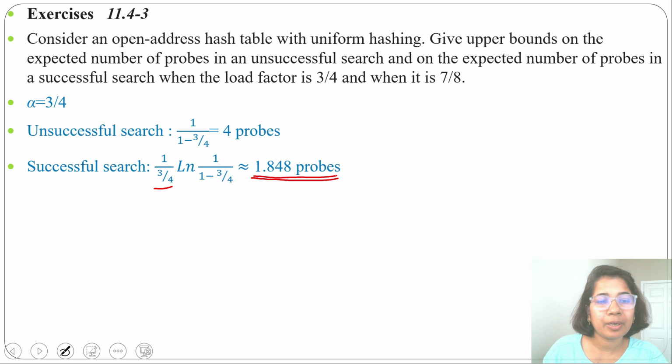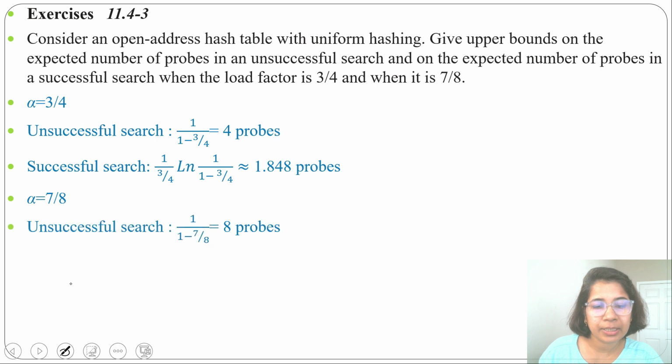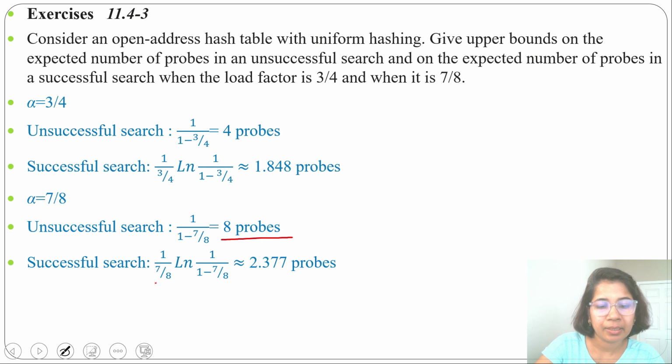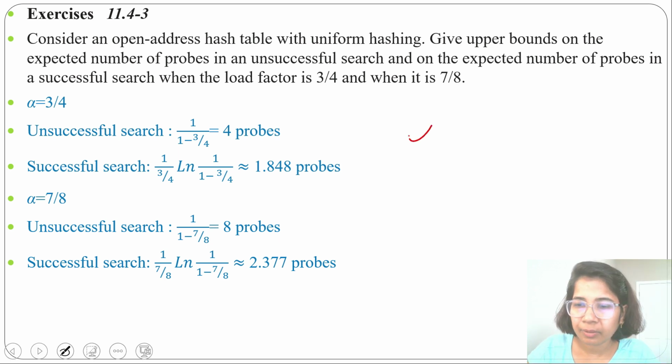Next, when alpha will be 7/8. Now the expected number of probes in an unsuccessful search is at most 1/(1 - 7/8). It's 8 probes. Then for a successful search it is (1/(7/8)) ln(1/(1 - 7/8)). It's approximately 2.377 probes.